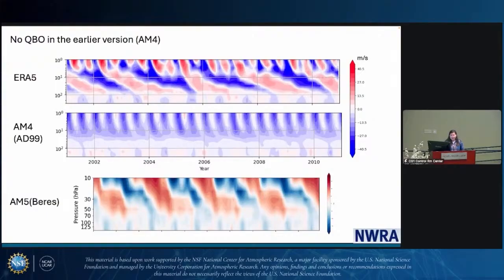The motivation for our work is that there is no QBO in the earlier version of the GFDL model, AM4. If you look at the middle panel, you can barely see the QBO signal, and there's only a seasonal cycle in the earlier version compared to the ERA5 reanalysis. The earlier version of the GFDL model uses the AD99 gravity wave parameterization scheme, and in the ongoing developing version of the GFDL model, we use the Beres scheme, and you can see in the bottom panel that the QBO signal is more realistic compared to the earlier version.